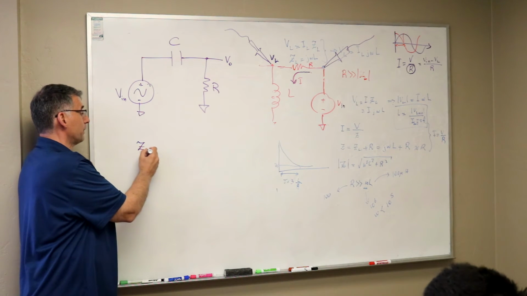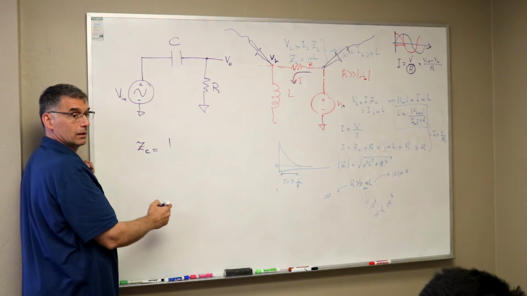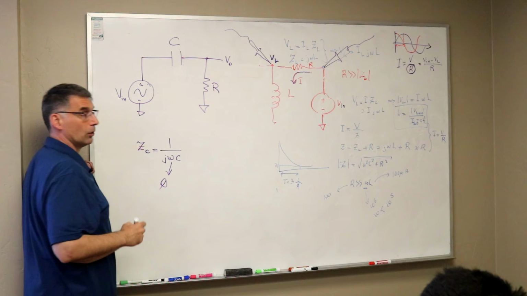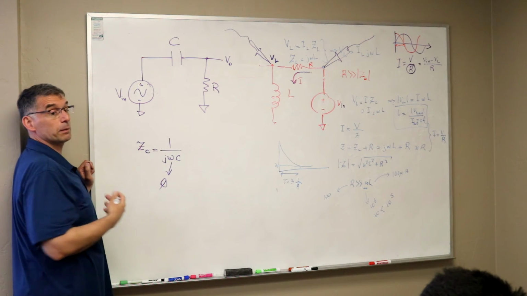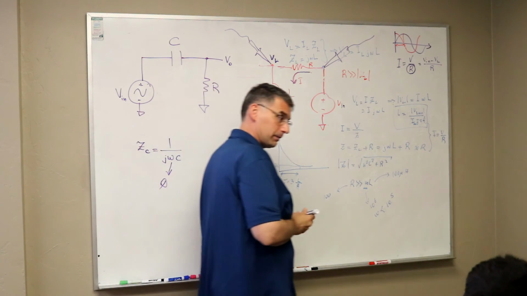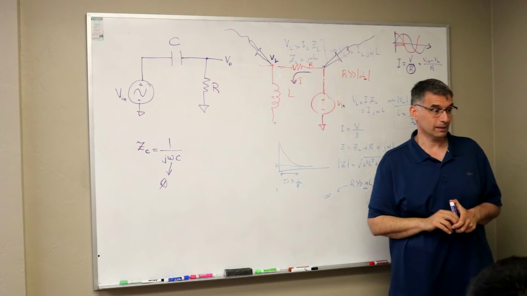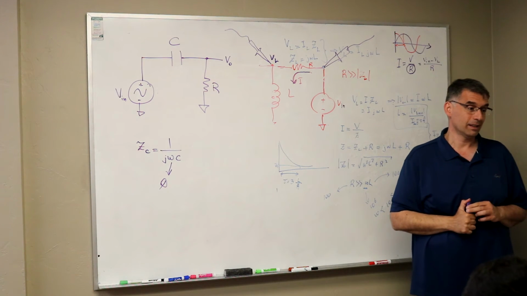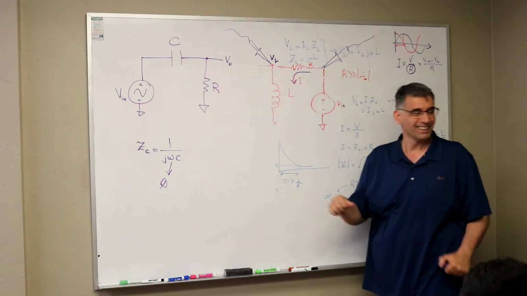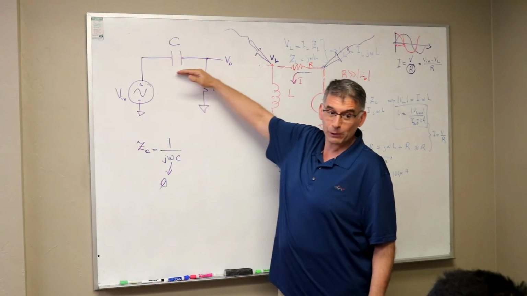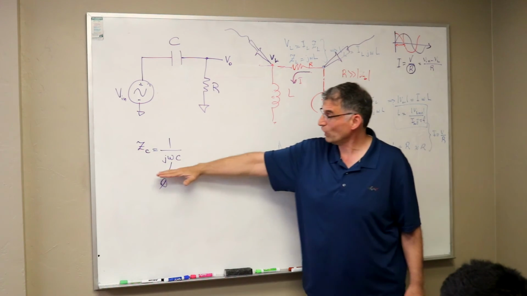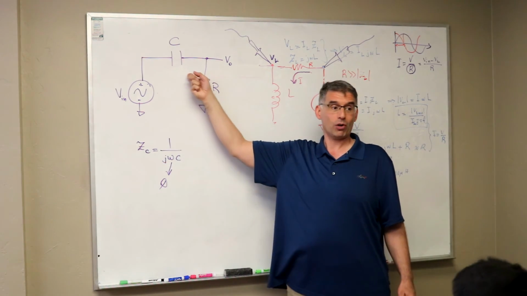Mathematically, the impedance of a capacitor is what? 1 over j omega C. So if this omega is 0 or low, this impedance becomes really, really large. A really large impedance is kind of like an open circuit. So for low frequencies, this is an open circuit, or a really large impedance, so you're not going to get much current going through.